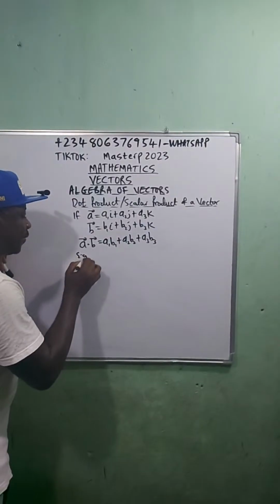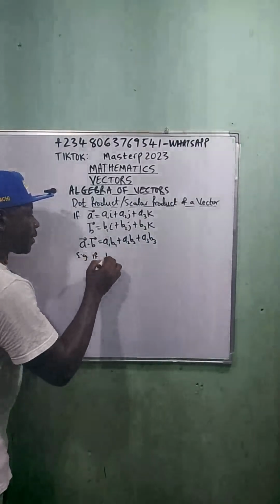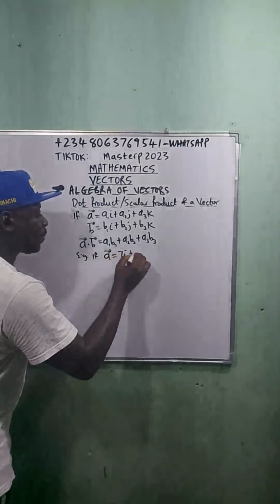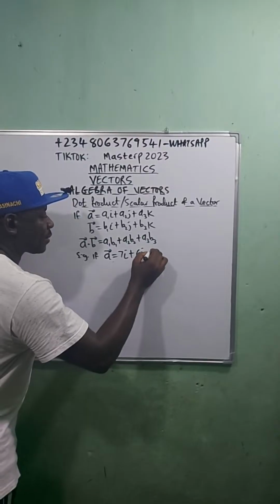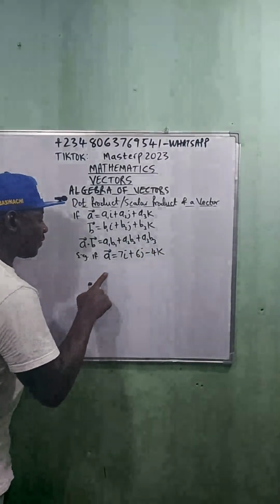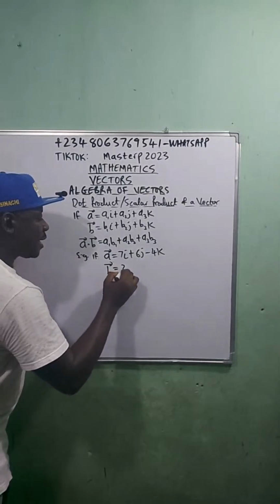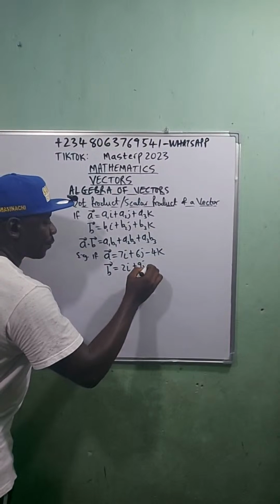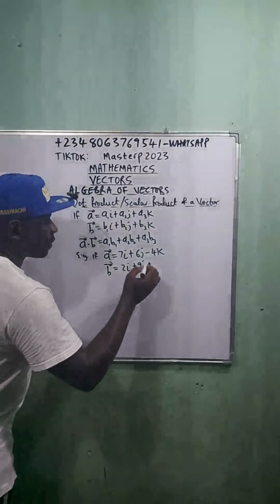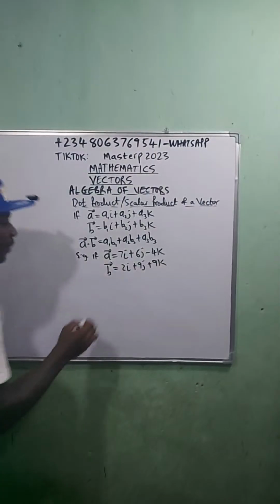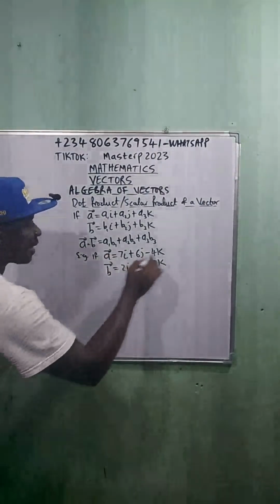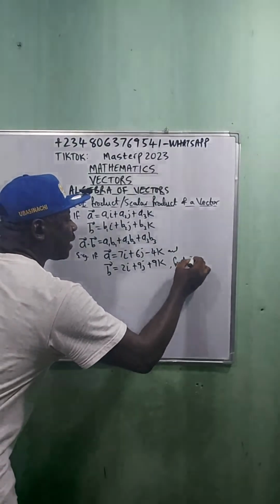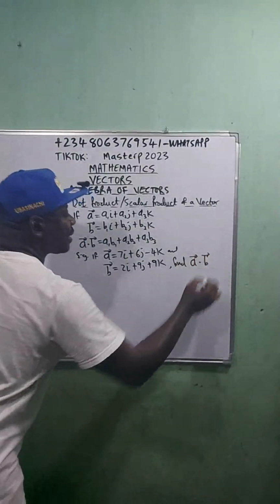For example, let me give you one that involves figures. If the vector A is equal to 7i plus 6j minus 4k, then the vector B happens to be 2i plus maybe 9j plus, let us say, 9k. We are being asked to find vector A dot vector B. So that's the dot product.